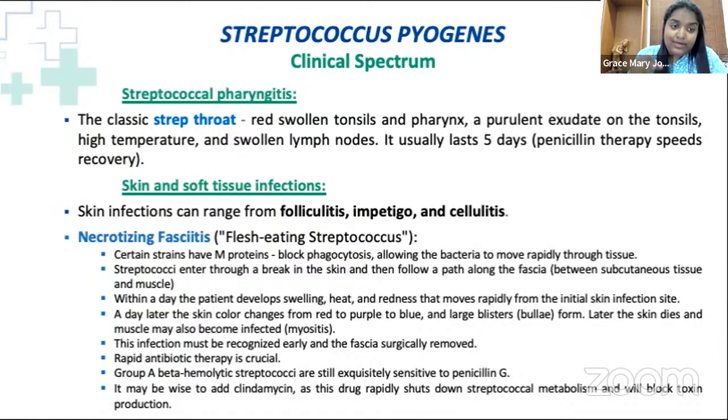Okay, but then one more day later, the skin color changes from red to purple, then to blue, and big bullae are formed. Once the bullae are there, you know it is bad. You have to treat it very severely and urgently. Address that infection urgently, because late therapy with antibiotics can cause severe damage, and in such cases, it is best to give some protein synthesis inhibitors. The two major protein synthesis inhibitors that we use are clindamycin or linezolid.